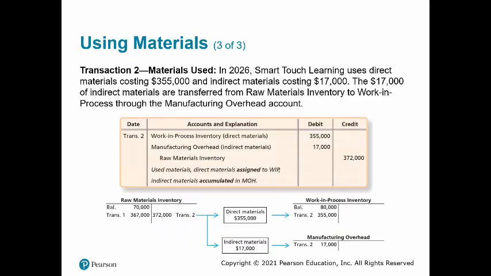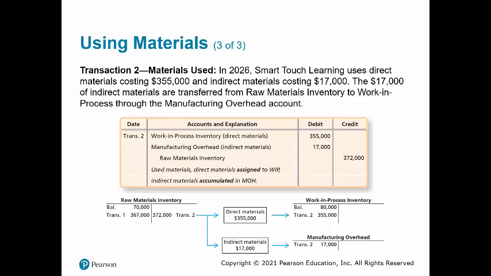We also will need to make journal entries to show the materials that are entered into work in process inventory and manufacturing overhead. So again, this is going to be a summary entry for all of the materials that were used by Smart Touch Learning during the year. Now we notice that we have two different debits.